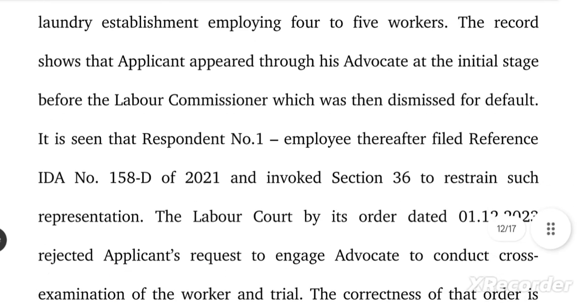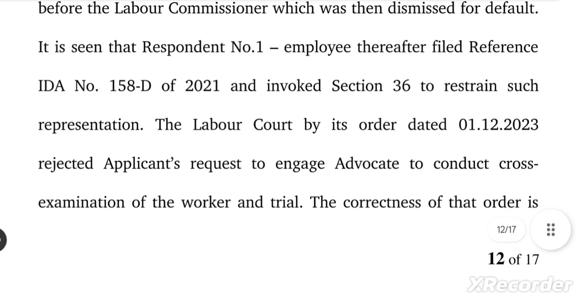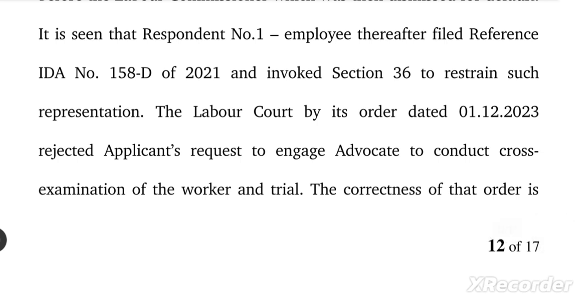The record shows that the applicant appeared through his advocate at the initial stage before the Labour Commissioner, which was then dismissed for default. It is seen that respondent number 1 employee thereafter filed reference IDA number 158D of 2021 and invoked section 36 to restrain such representation.